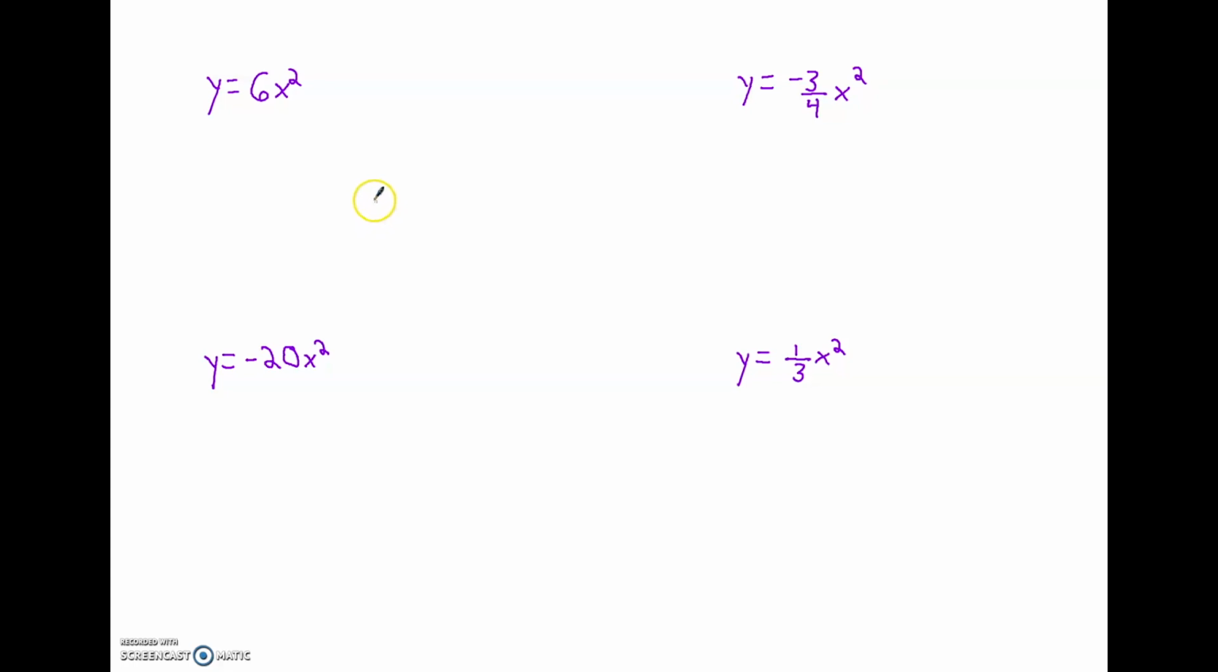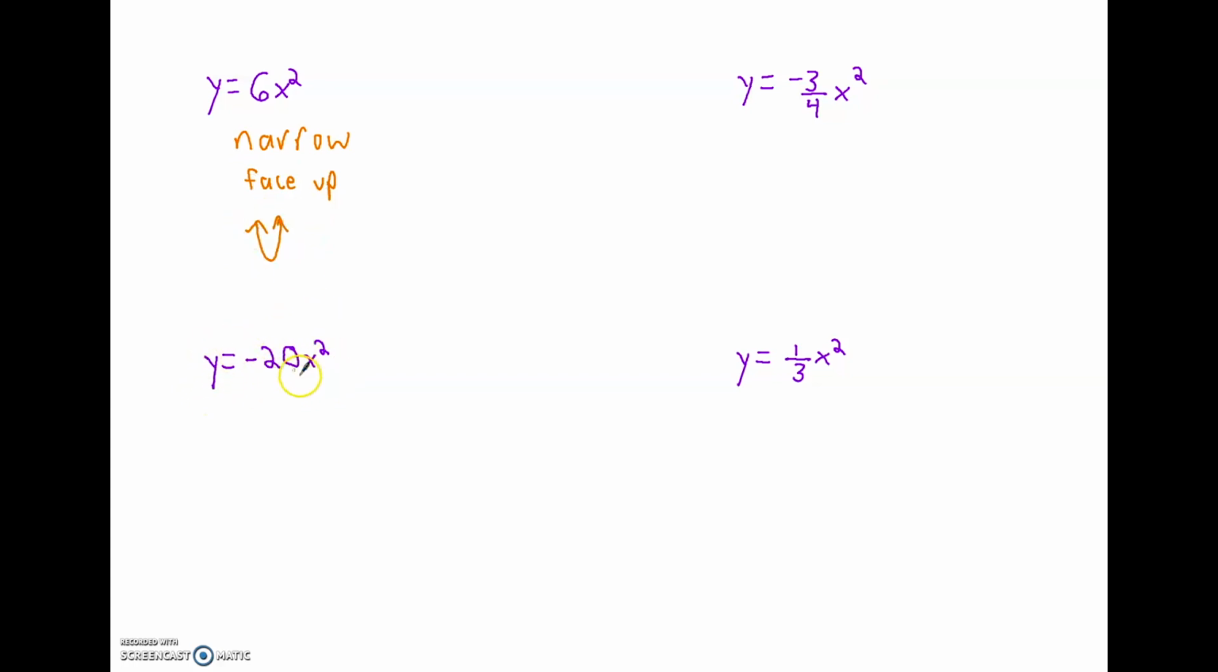And hopefully you paused the video. If you didn't, that was an awkward pause. Okay, so here we go. y equals 6x squared. 6 is a pretty big number. So this graph is going to be pretty narrow. So I'll say it's going to go up very quickly, and it's going to face up. Sweet. So something like that. Pretty narrow and facing up.